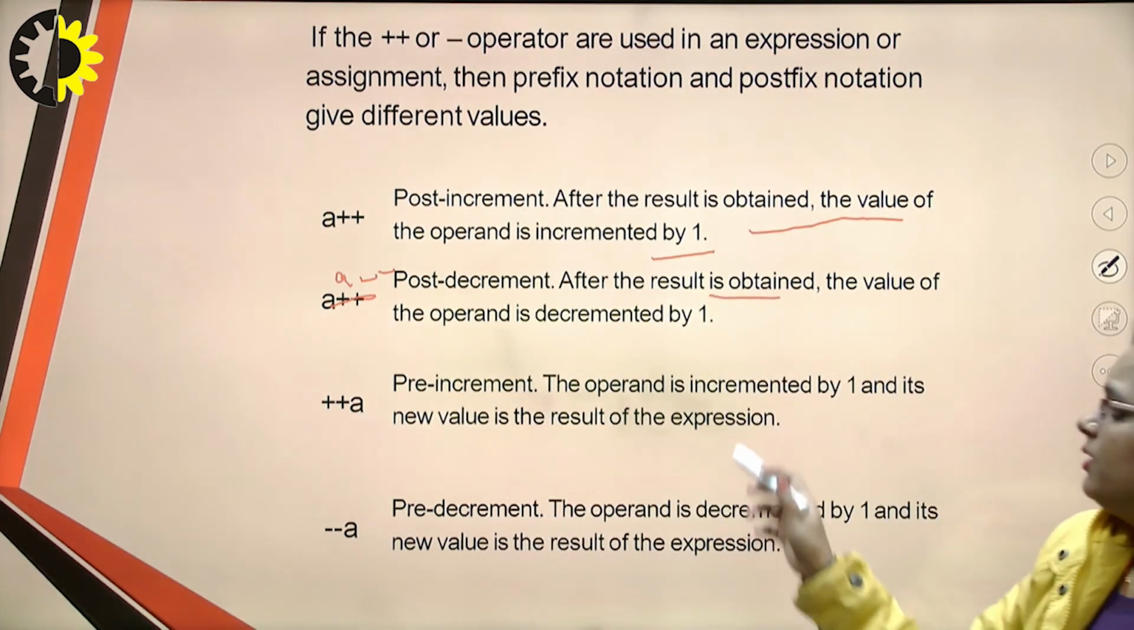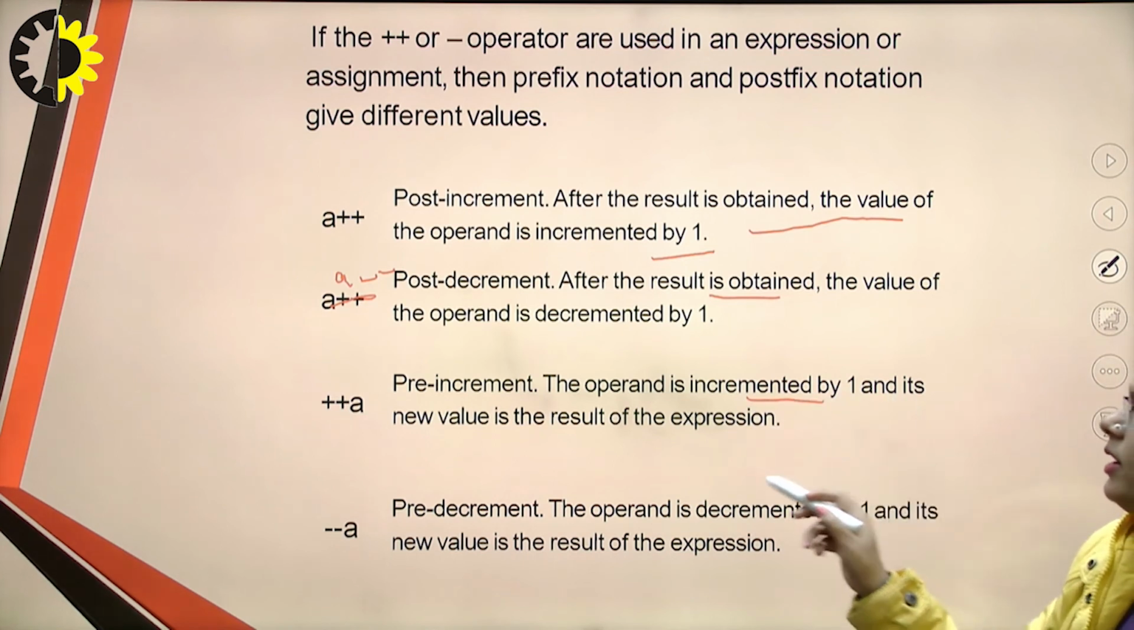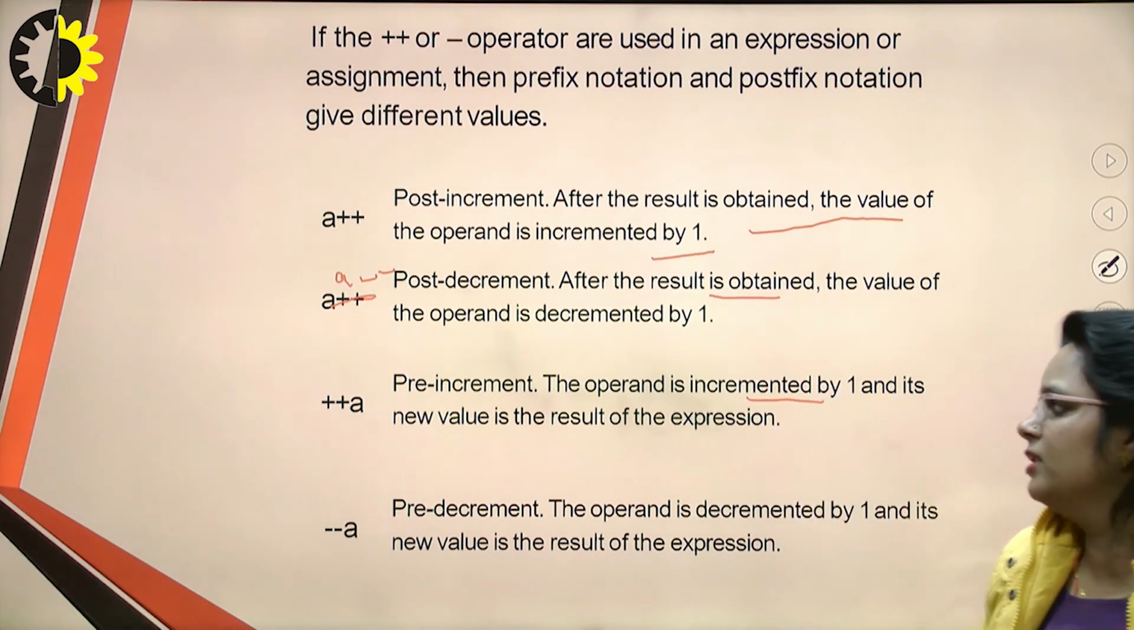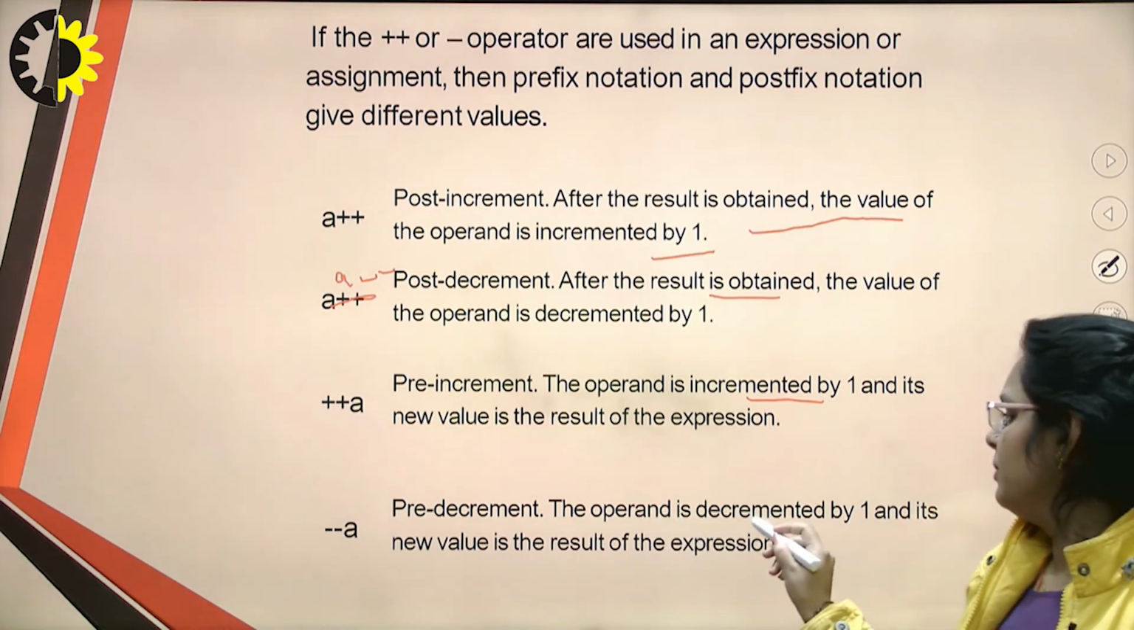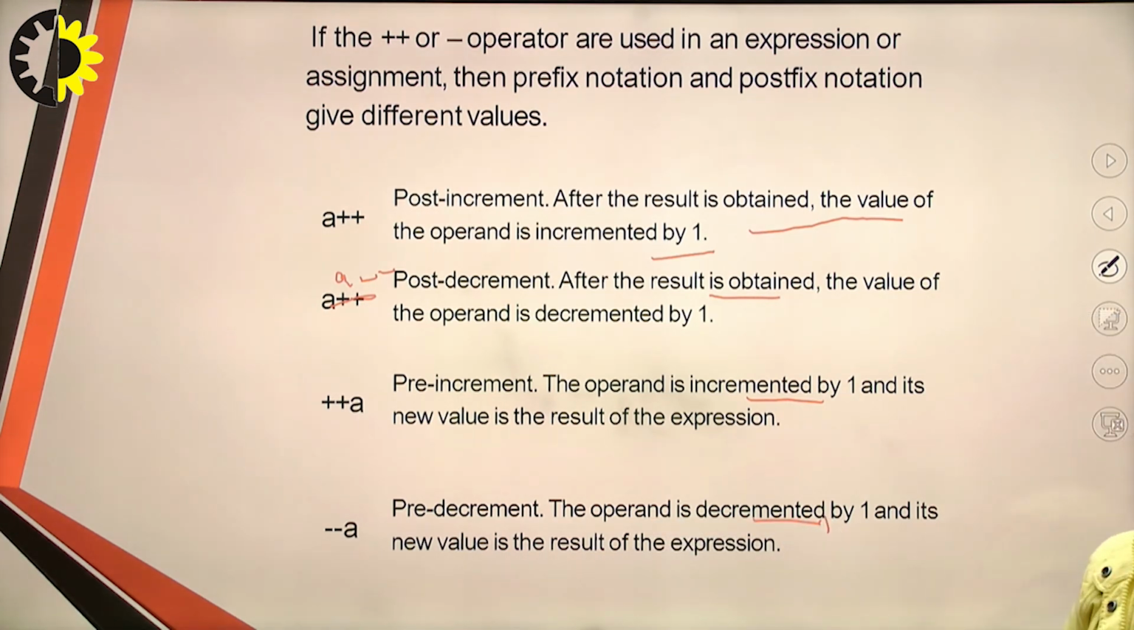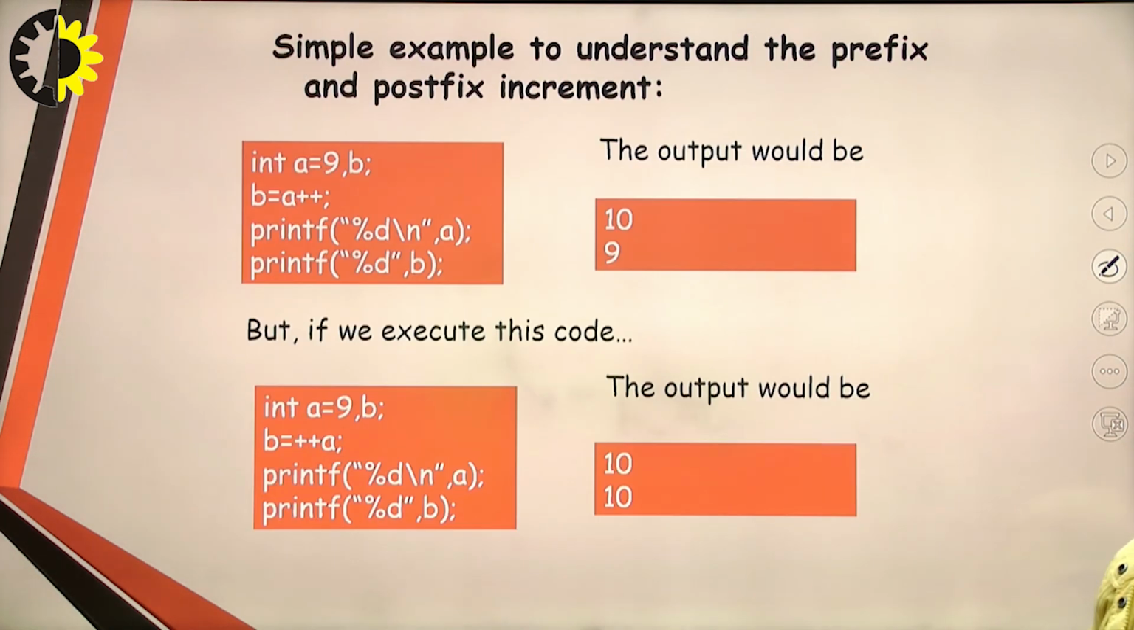And pre increment, first of all, the value would be incremented by 1, and the new value is going to be the result of the expression. And pre-decrement means, first of all, the operand is decremented by 1 and the new value is the result of the expression. So these are the examples.